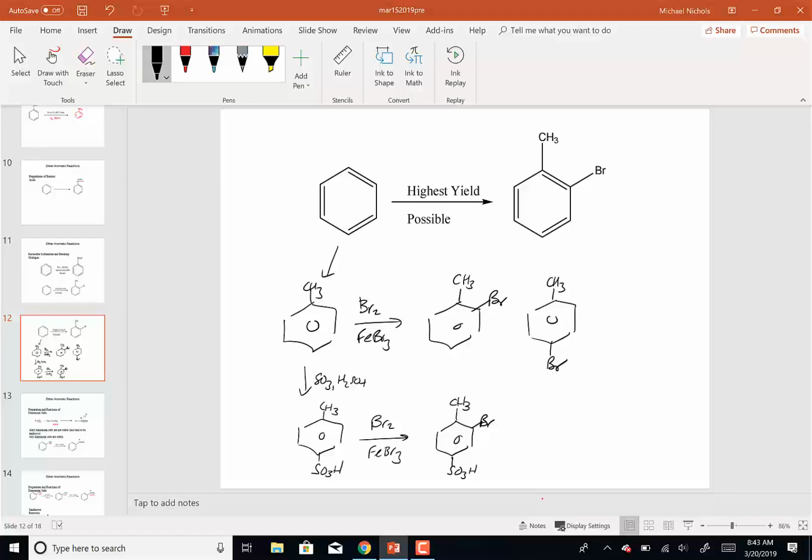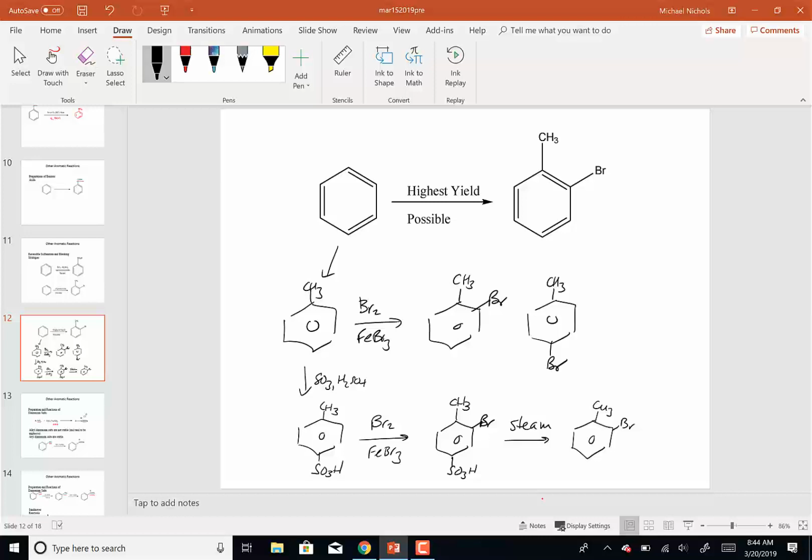So now what I've done is I've set my molecule up so that if I can now react this with steam, I can strip off the SO3H group and basically unblock. So the SO3H, this is called the blocking strategy. I'm blocking that position so that the Br can only add ortho, and then I'm unblocking by taking off the SO3H group with steam.